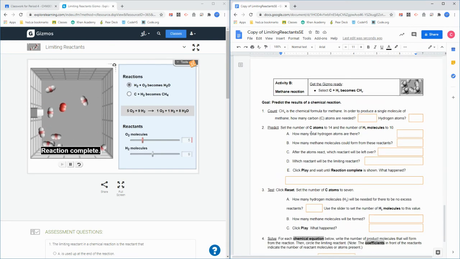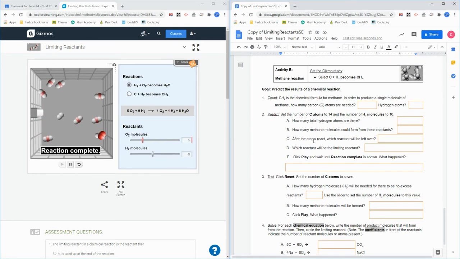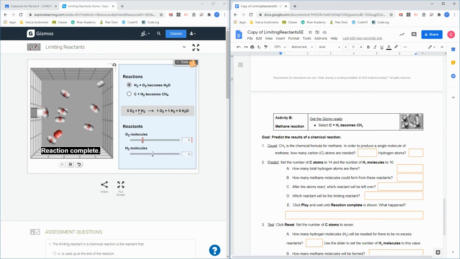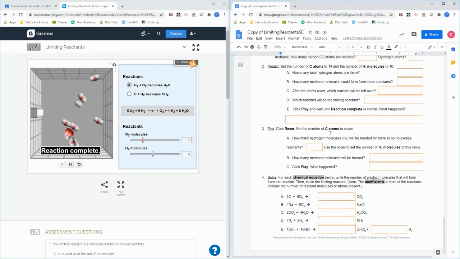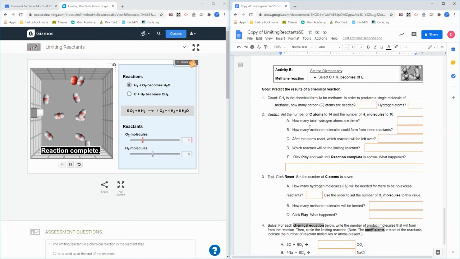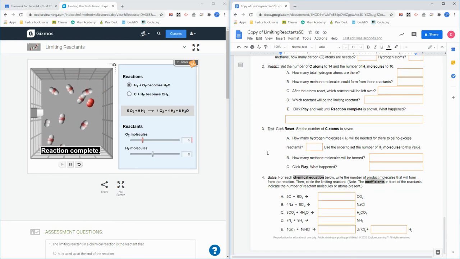Now, your job on your own will be to run this activity again with a different set of reactants. Carbon and hydrogen is going to make CH4. So you're going to go through this in a way that I did in a similar fashion and finish off questions 1, 2, 3, and 4.